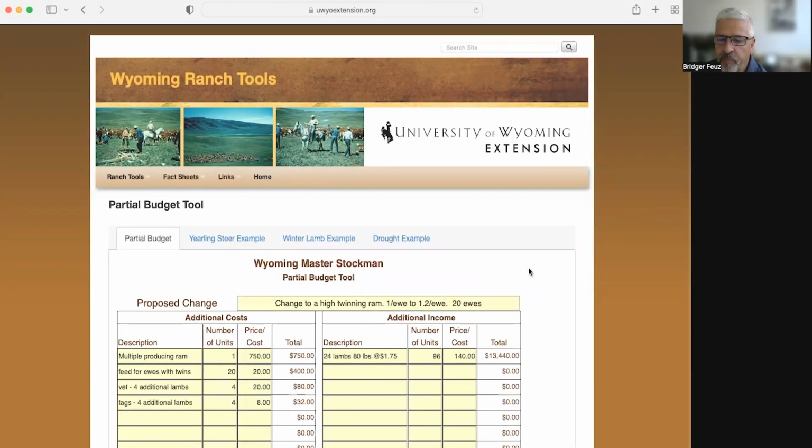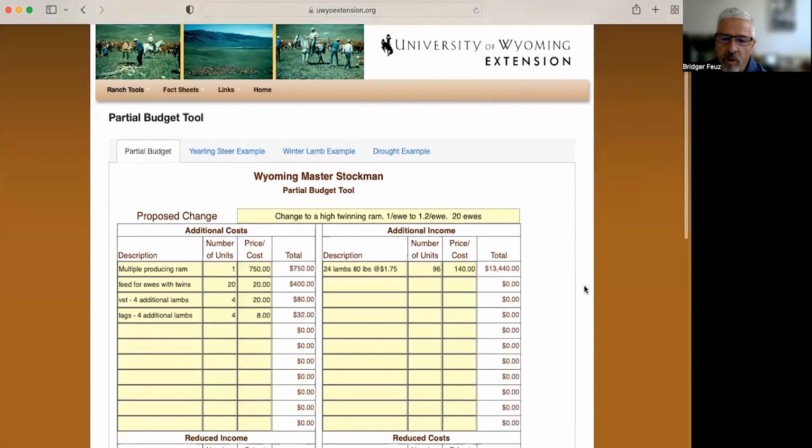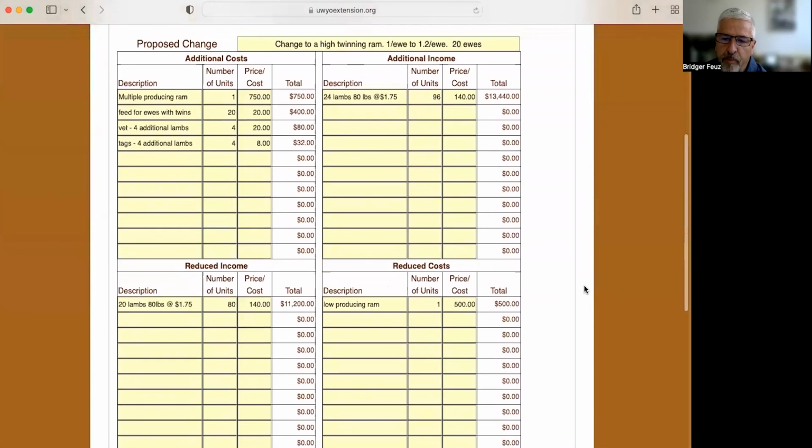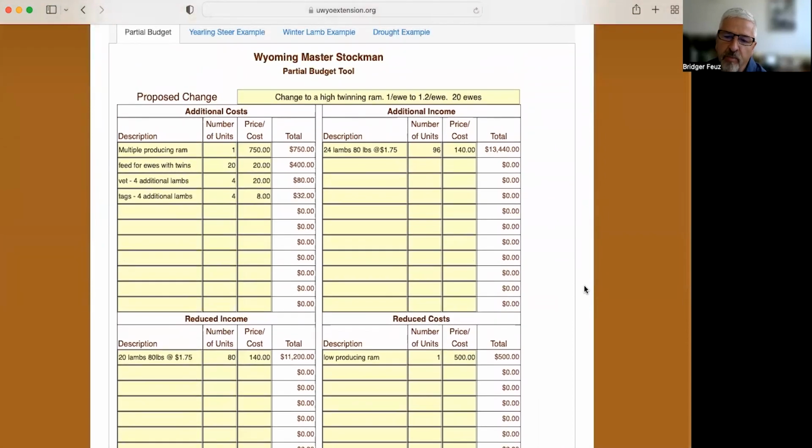Let's go to the tool now and take a look and go through an example of how we might make that decision. So this is what the partial budget looks like. The partial budget asks 4 key questions. And it asks them so that as you're thinking about changes on your operation, if you think about each of these key questions, it'll really help you in your decision-making process.